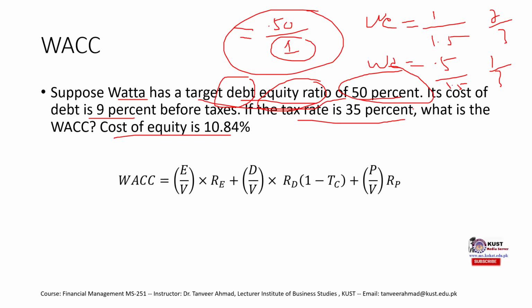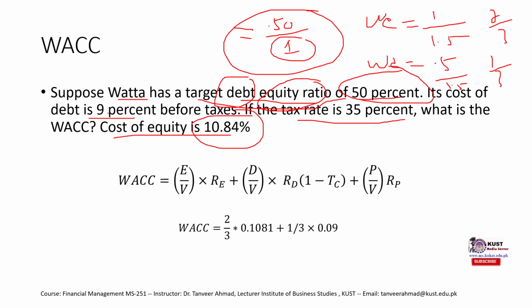So this would be our formula, and if we input this in the fractional form, then the weight would be 2 by 3 into the cost of equity. The cost of equity had been given. We do not need to calculate it. It's 10.58, plus the weight of debt, 1 by 3, into the cost of debt.